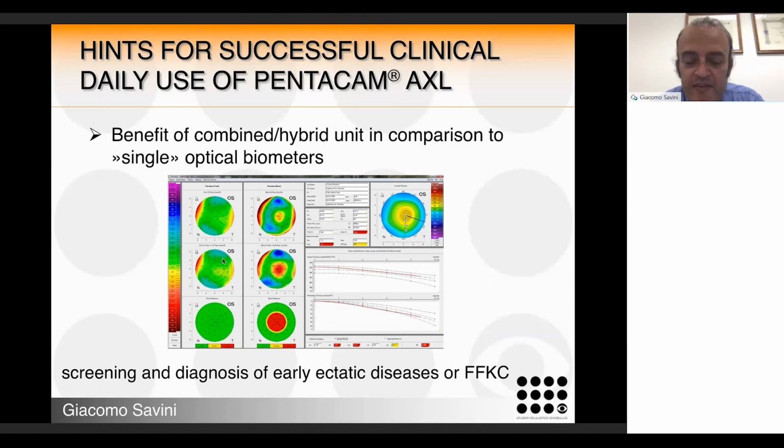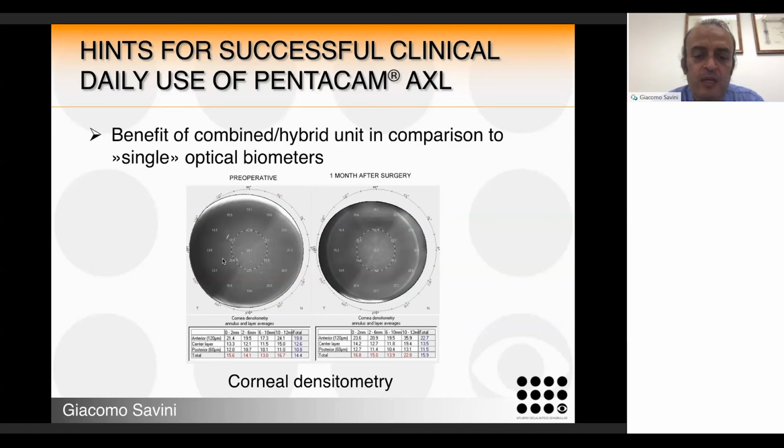Everybody knows the Belin-Ambrosio display for screening and diagnosis of early ectatic disease, from forme fruste keratoconus and whatever you want, to study the posterior corneal and also anterior corneal curvature of keratoconus. Something that few people know is the option to measure corneal densitometry, which is useful for any corneal scar when you see how it evolves.